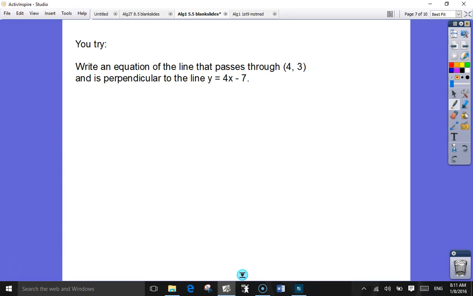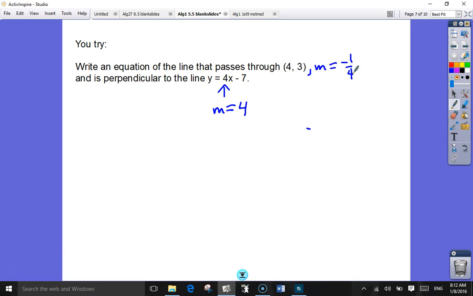It won't always be like that. Sometimes you'll get an equation that's not in slope-intercept form, then you've got to put it in slope-intercept form so that you know what the slope is. Okay? But in this case, it was. So if this has a slope of 4, then our line has a slope of -1/4.